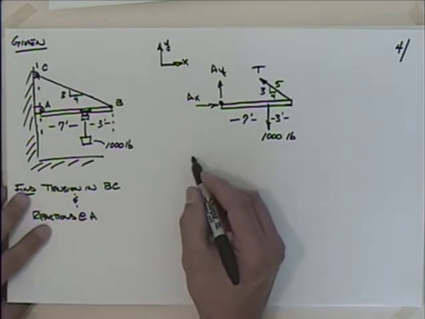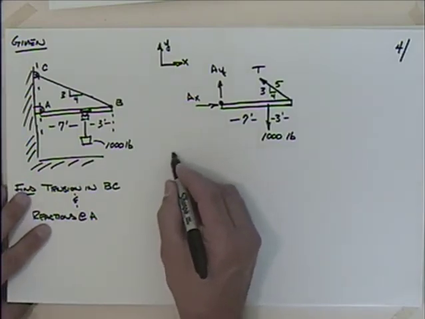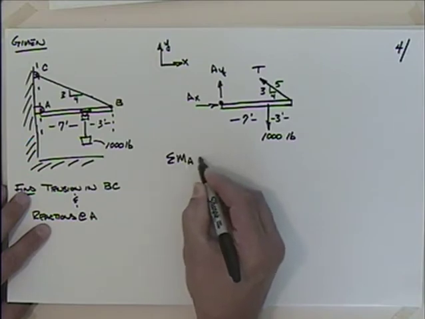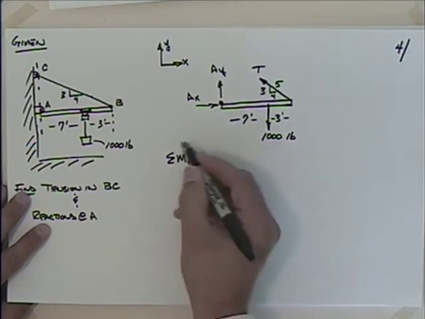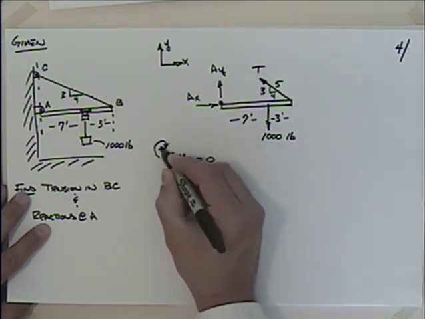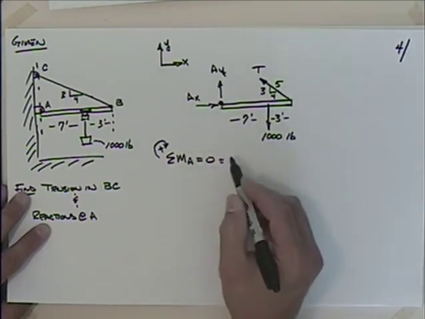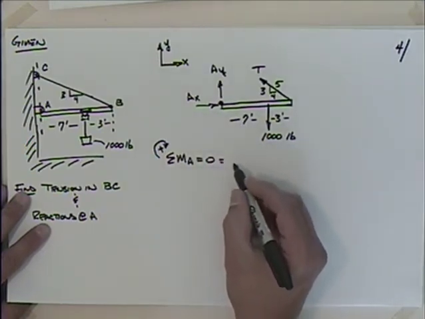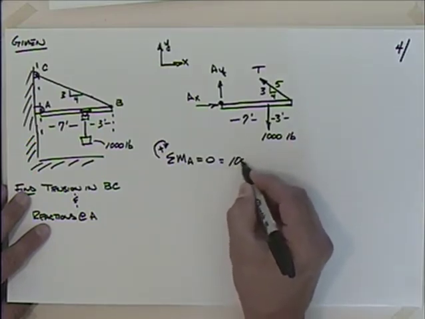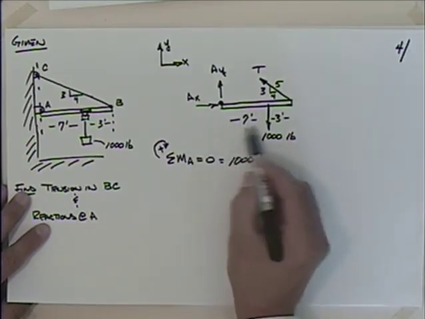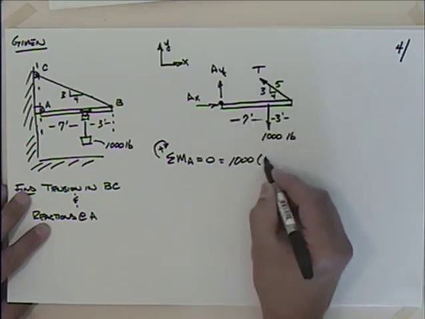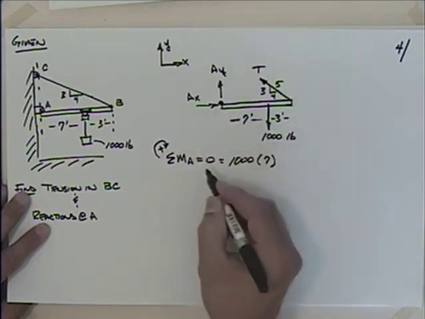Well, let's see. What am I going to have? If I sum the moment about A, setting that equal to 0, and I'll go ahead and take clockwise as positive. What am I going to have? Well, AX and AY intersect that point, so they're not going to play in that equation, but I will have 1,000. That 1,000 acts through this horizontal distance of 7. That's going to be clockwise.